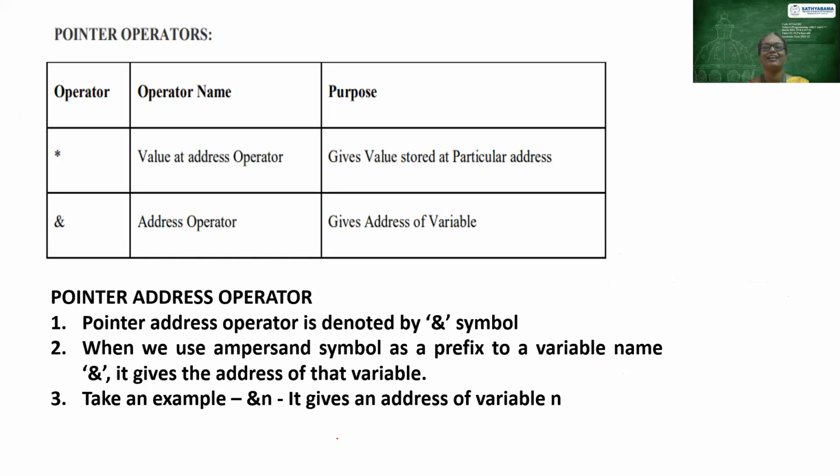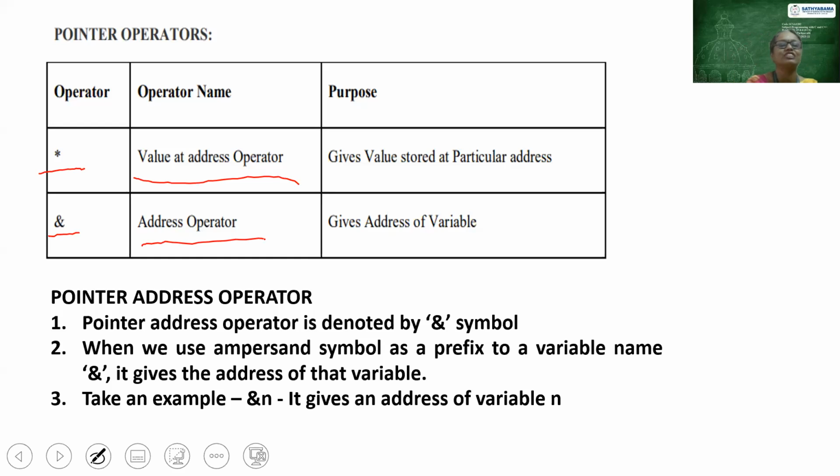Once again, a small recall for the pointer. Don't forget this slide, because this will be one of the key things. Asterisk gives the value at the address operator. Just note it in your notebook. I have already mentioned it. Ampersand is the address operator. The first one gives the value stored at a particular address, and the next one gives the address of the variable.